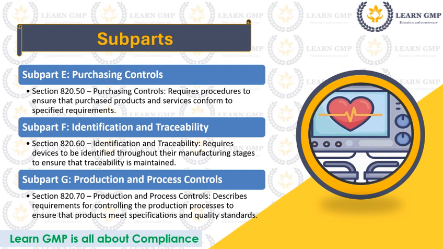Subpart G, Production and Process Controls. Section 820.70, Production and Process Controls, describes requirements for controlling the production processes to ensure that products meet specifications and quality standards.